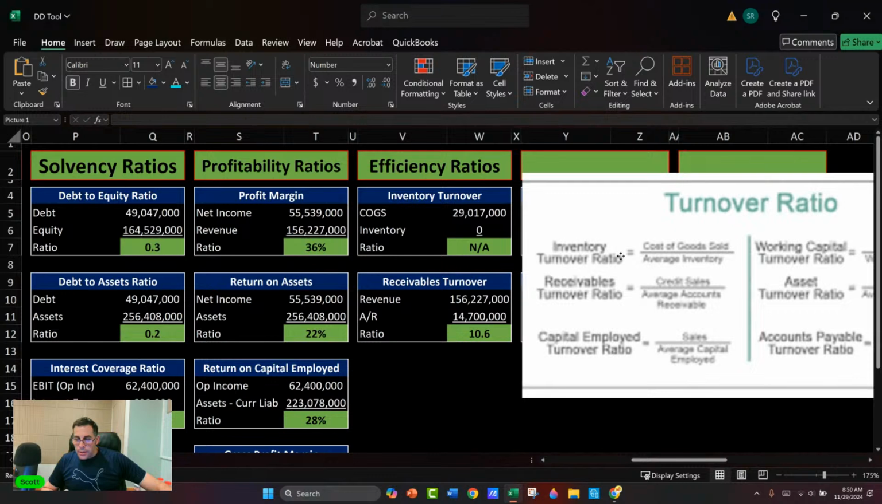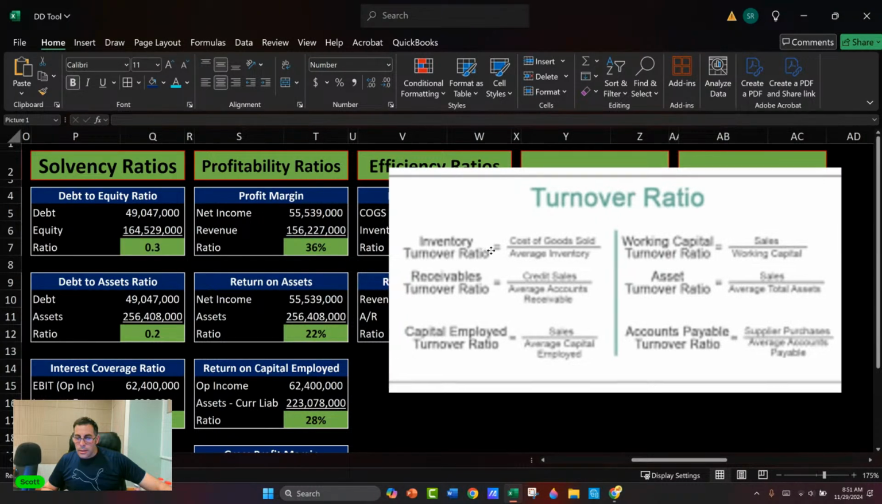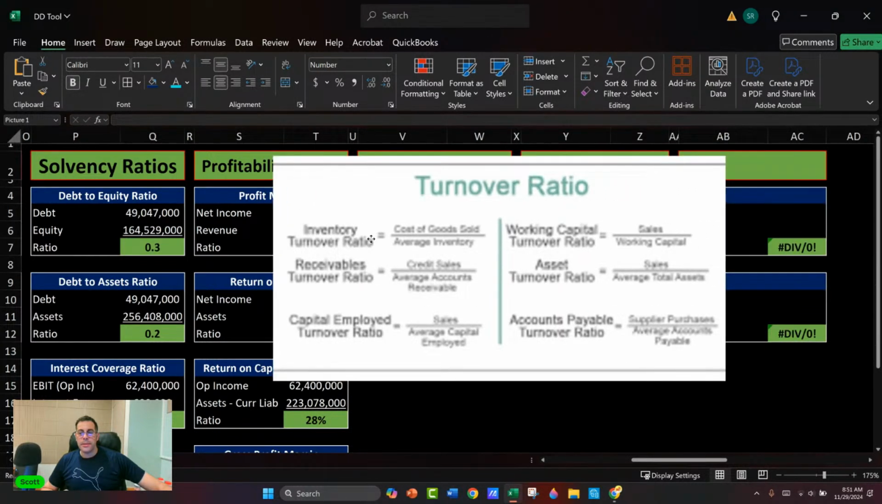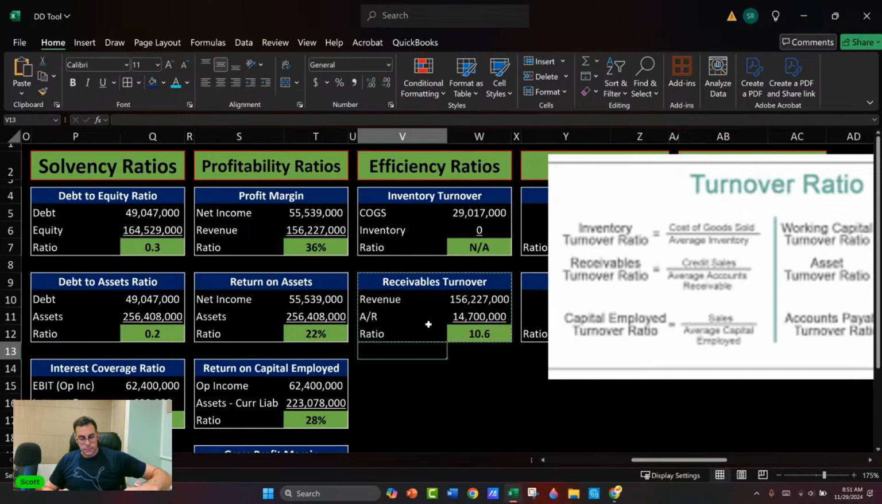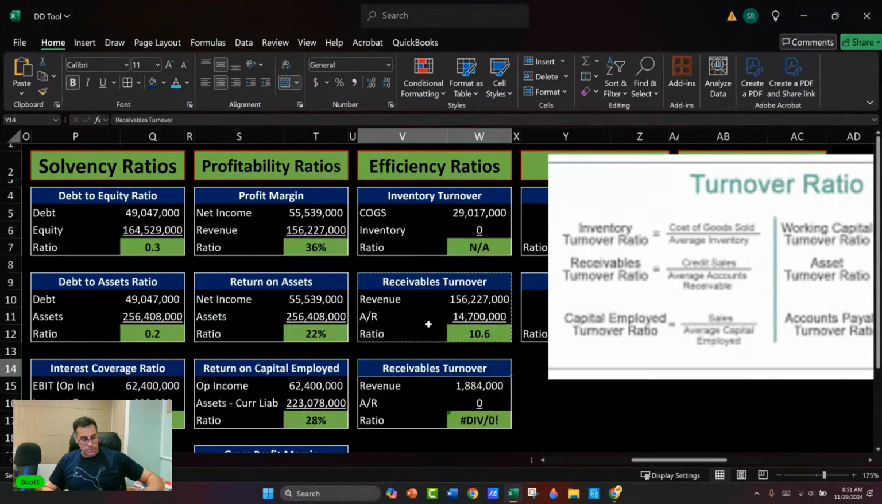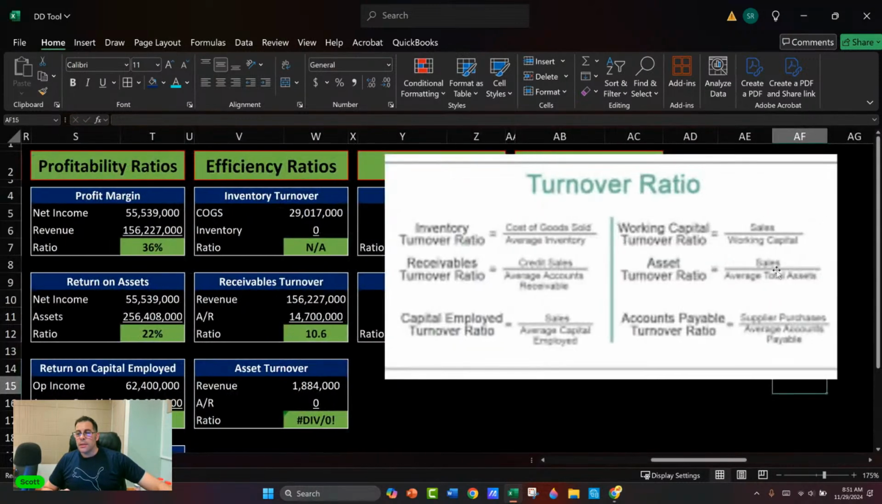Capital employed. I'm trying to pick the best ones. I get the real asset turnover ratio. I'll just use that one. What's your favorite ratio? Asset turnover. So revenue over assets.